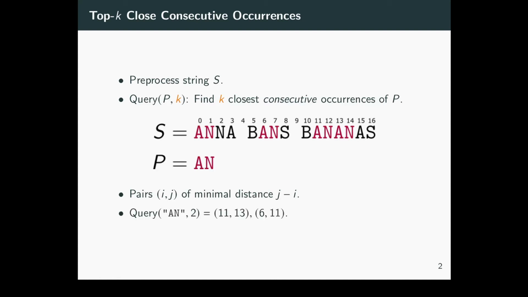For example, an example query here could be P, and our K is equal to 2, so we want the two closest consecutive occurrences of P in S, which in this case would be the pair 11 and 13, and then the pair 6 and 11.